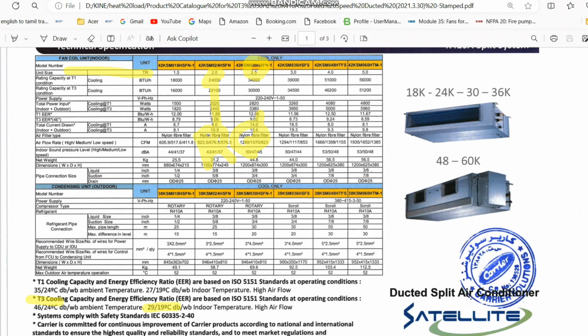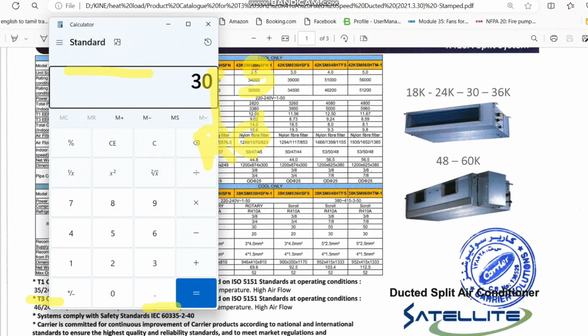So what will happen, we can get the derated capacity schedule, which the same supplier can provide. In that derated schedule you have to check for the 29 degrees Celsius, it is 2.5 ton. I mean 30,500, that means 30,500 divided by 12,000. So it will be 2.5 ton.